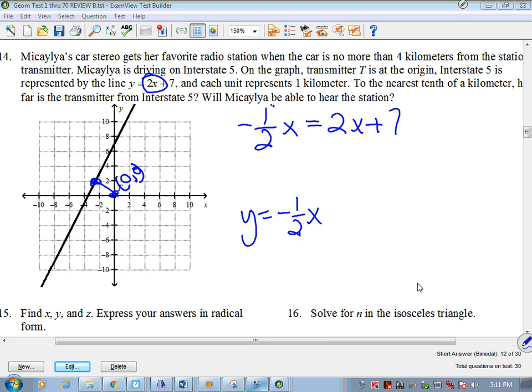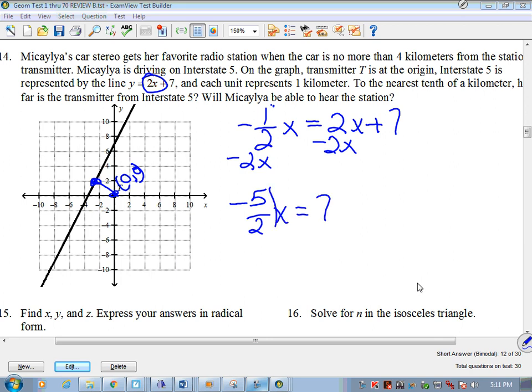Okay. We're going to subtract 2x to this side. We're going to get all our x's together. And I think I can erase that out of the way. All right, so we have negative 1/2 minus 2, so that's negative 2.5. So you can write it up as negative 2.5. I want to say that that's negative 5/2. So negative 5/2 x equals 7.